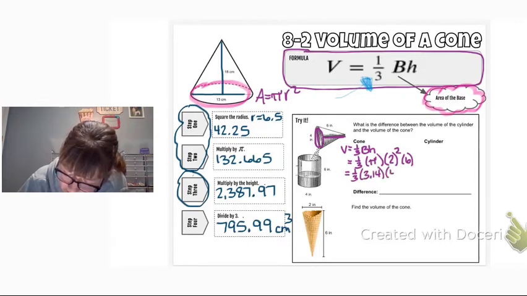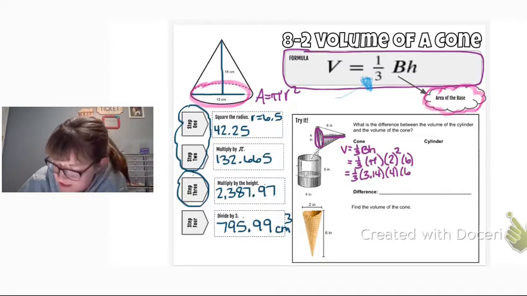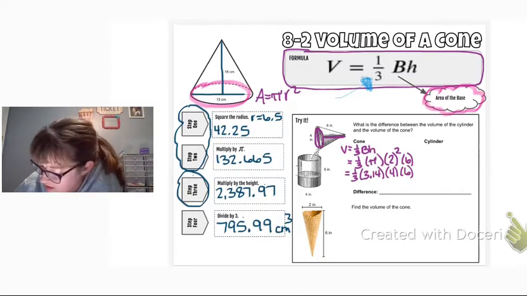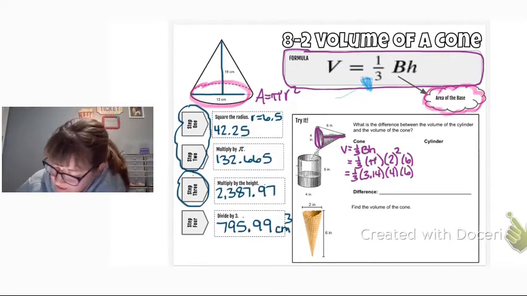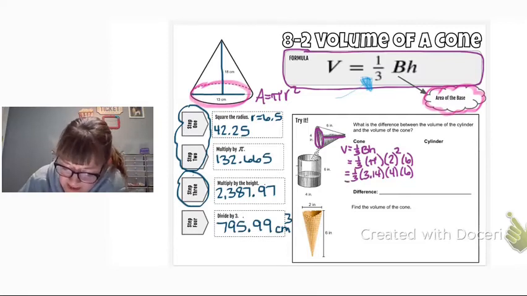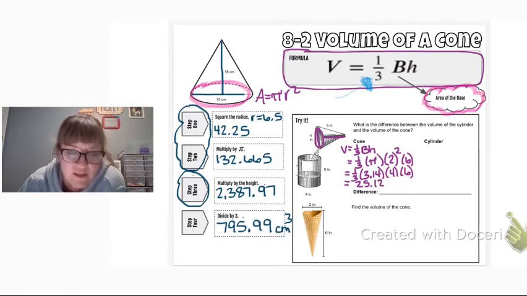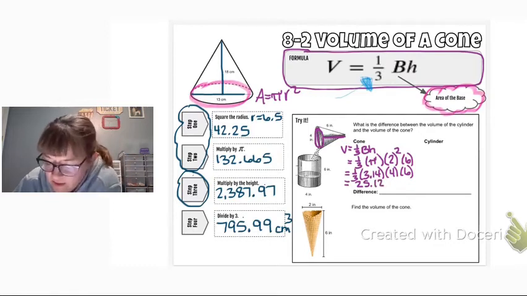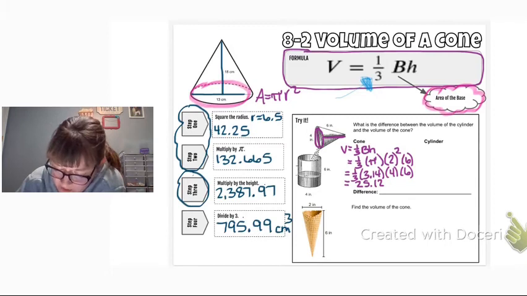So 1/3 of 3.14. 2 squared is 4, and then times 6. So what I would do is go ahead and do 3.14 times 4 and then times 6, and then divide by 3. You can divide by 3 anywhere in the process that you want. Since we get to use the calculator, I would just save the dividing by 3 until the end, but you could do it anywhere along the process that you want. And that would be cubic inches.